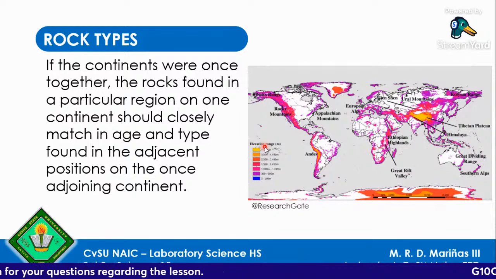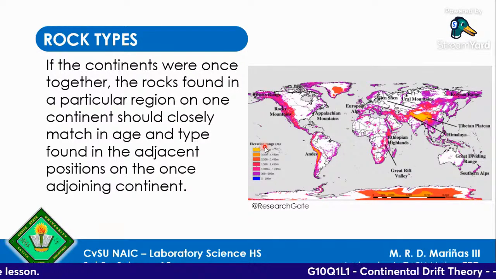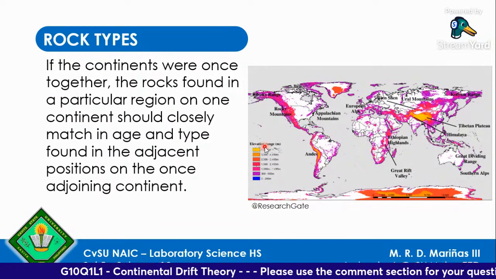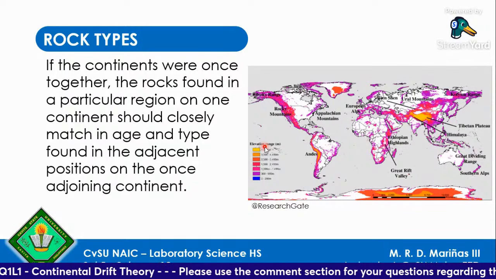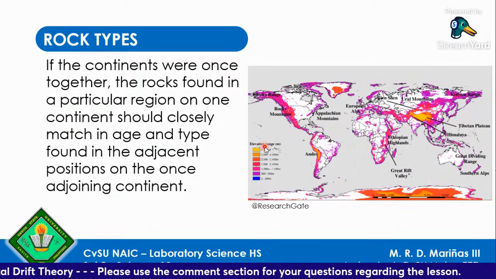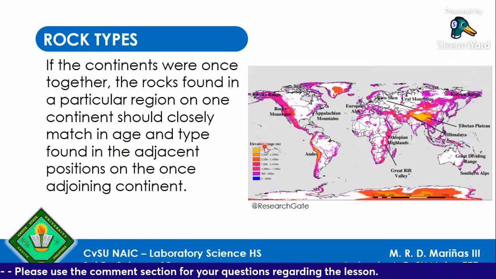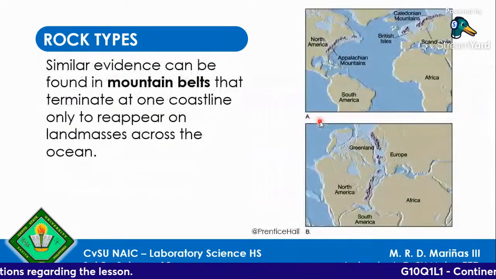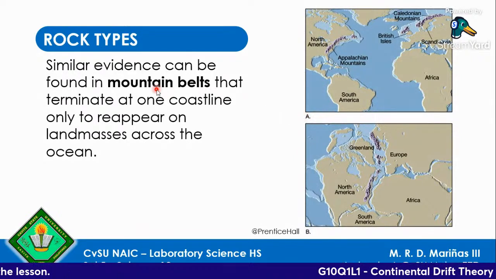So pinopropose pa rin talaga ng mga scientists natin na yung mga continents before, they're connected, and even these rock types, even these land masses, itong mga mountain ranges natin, mga landforms natin, they're also even connected to each other. So magkakadikit-dikit sila. Okay? So yan yung ginamit din nila mga evidence during the time. So as you can see here, we have specifically, I think we have a picture. This one is a better picture.